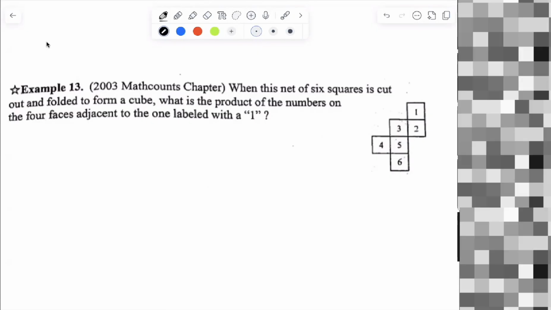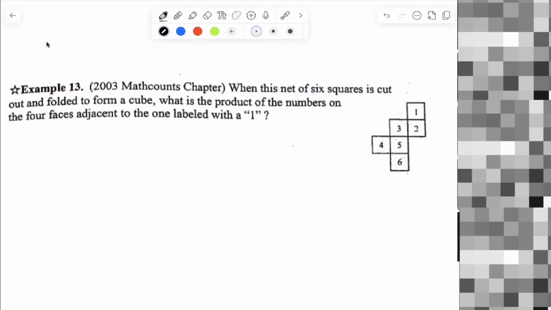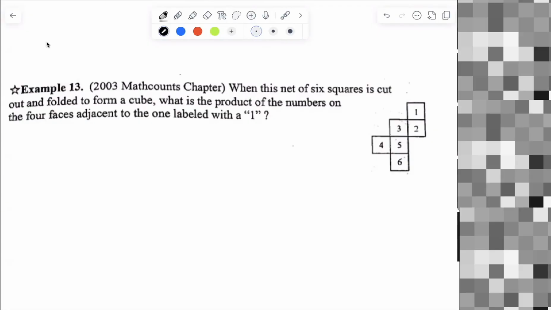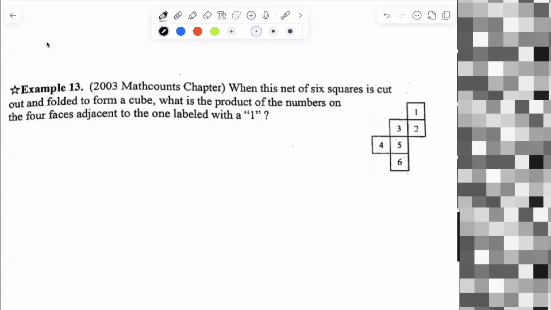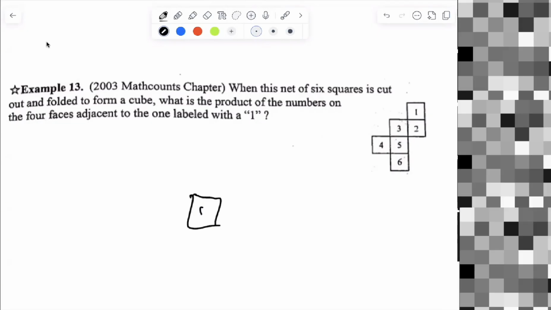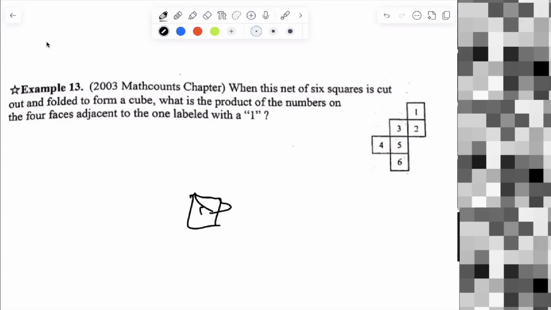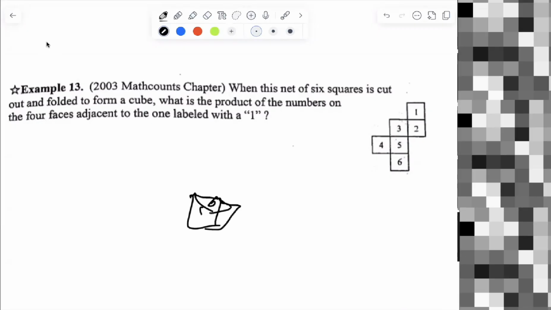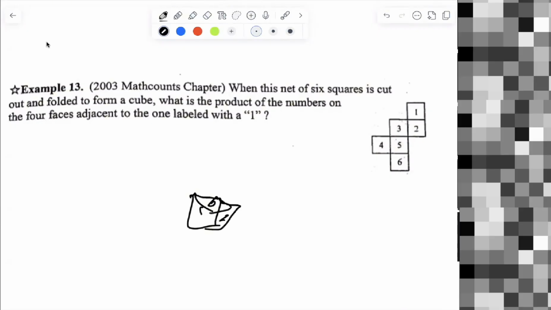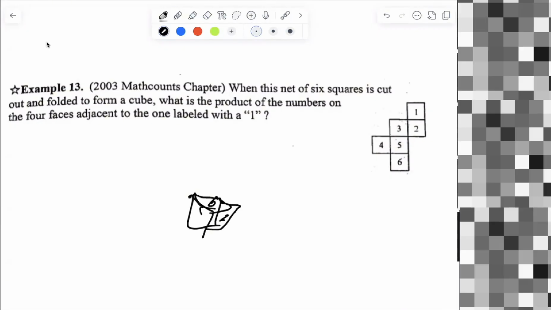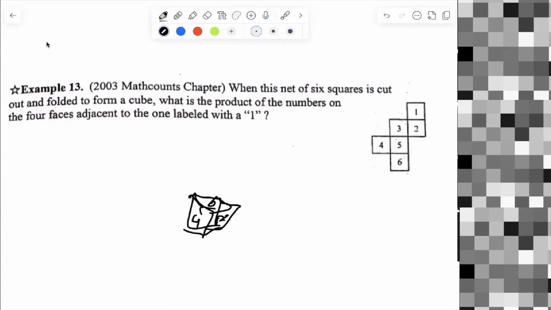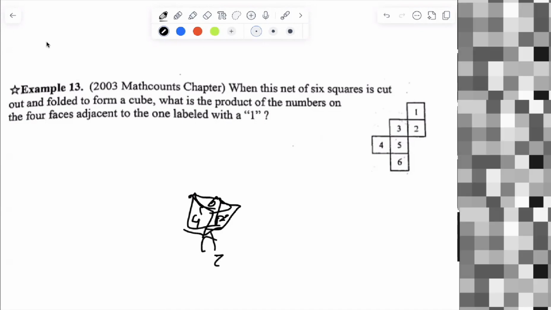Alright, guys, let's get started with this question. So basically, how do we approach this? Well, same exact thing as we did before, we make the cube. From this, we get this is 1. And once we fold, this is the top, it's going to be 6. The side is 2. This side is 4. This side is 5. And the bottom is 3.